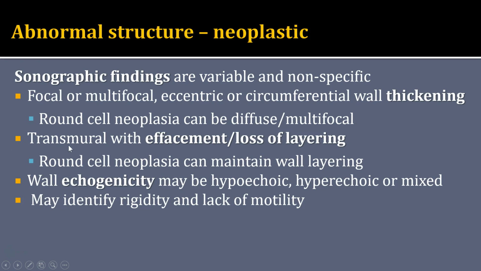Most of the time, neoplastic lesions are, just like granulomatous, transmural and efface and cause loss of layering of the walls. Round cell cancer sometimes can maintain wall layering, and I have an example of that. Our echogenicity of the mass can be mixed and similar to our granulomatous lesions. So what this should tell us is that, again, sampling is going to be necessary for a definitive diagnosis.